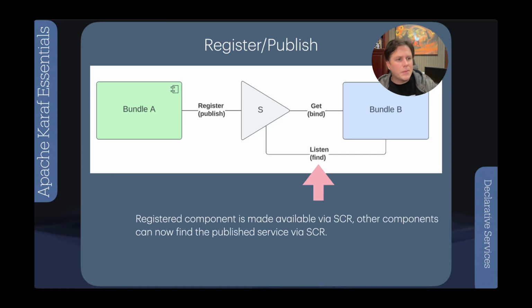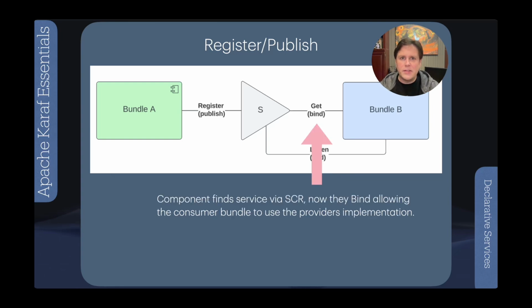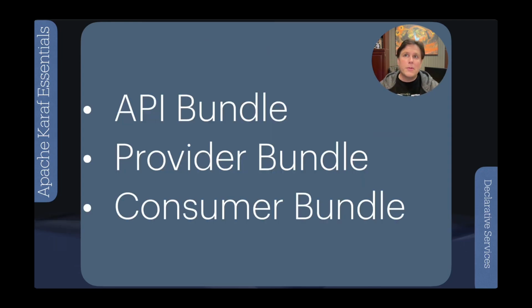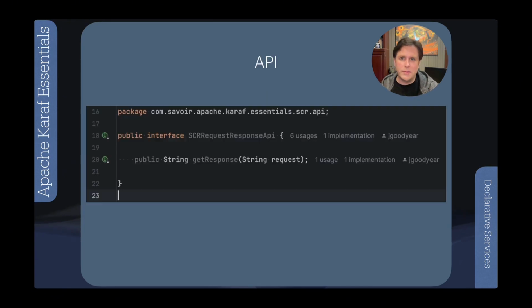When we want to have something consume, we first need to find something that provides that service and then bind to it. So the first thing we're going to say is I want to register my component, and then I want another one to say I want to find based on an interface. The SCR system, the actual service, is going to say, yep, I got that interface, and now I'll allow you to bind to it. And that then wires these bundle A and bundle B together. So to be able to demo this, all we really need to do is make an API bundle, a provider bundle, and a consumer bundle.